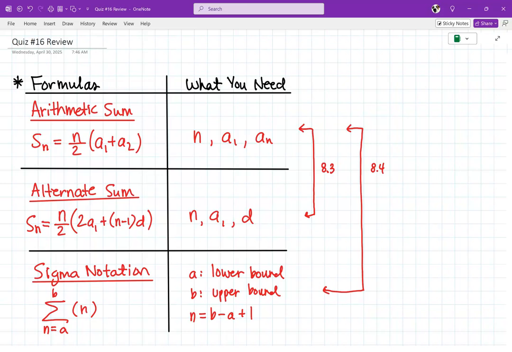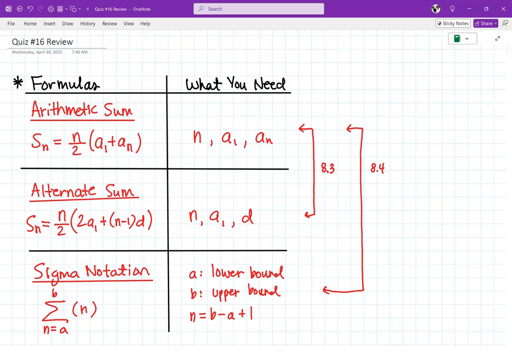Okay, so the formulas. The first one for the arithmetic sum, the one that we say is the easy formula, right? S sub n is equal to n over 2 times a sub 1 plus a sub, I just realized I put a sub 2. Correct that. That should be a sub n, right here, a sub 1 plus a sub n. Correct that. So what you need is n, a sub 1, and a sub n. I did write that right, I just messed up and put a 2 for some reason.